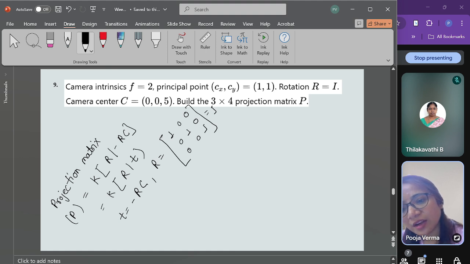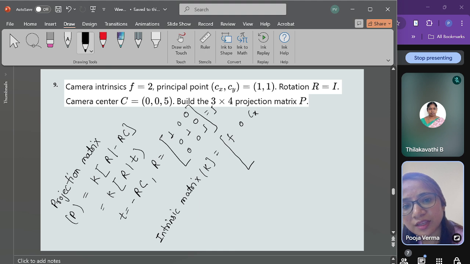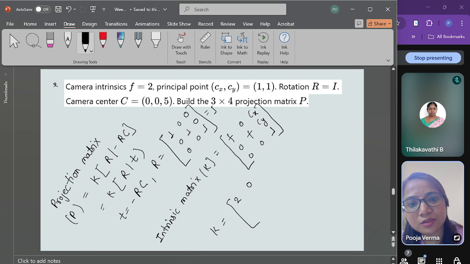So now how can we calculate this K value? K is called the intrinsic matrix also. Intrinsic matrix K, the values of this are f 0 cx, 0 f cy, and 0 0 1. To calculate the intrinsic matrix K value, f is given here already, so 2 0 cx is also given, that is 1, 0 2 1 and 0 0 1, right? So K we have got.